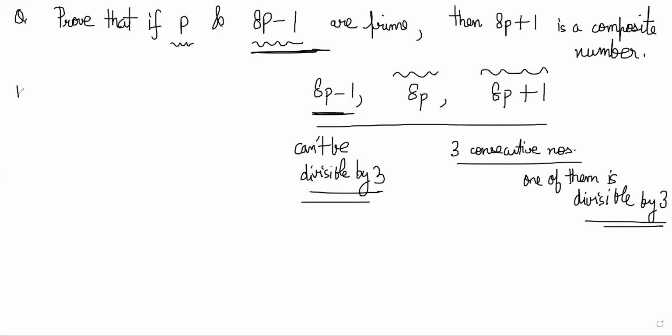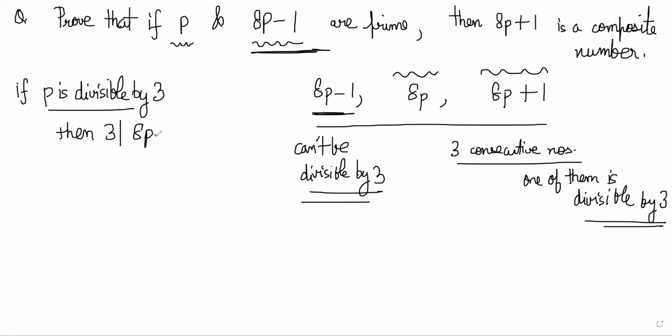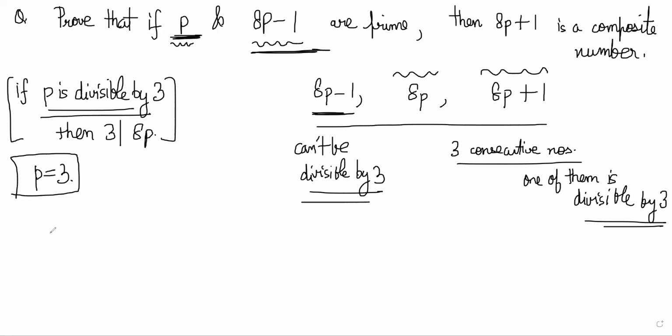So we have, if p is divisible by 3, then 3 divides 8p. But p is a prime, so the only possibility is that p is equal to 3. If p is equal to 3, then 8p plus 1 is equal to 25, which is composite.